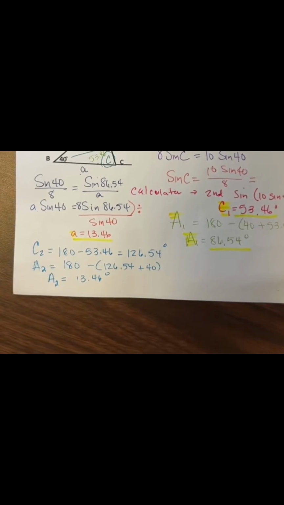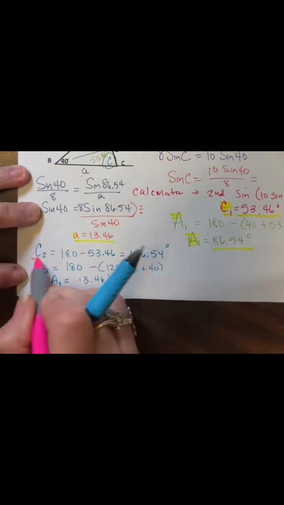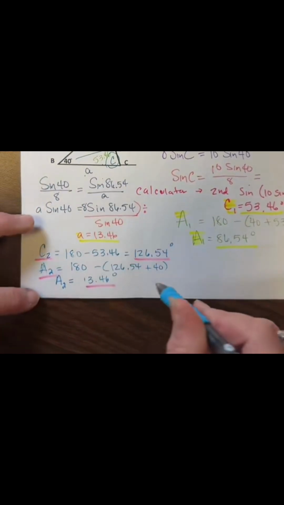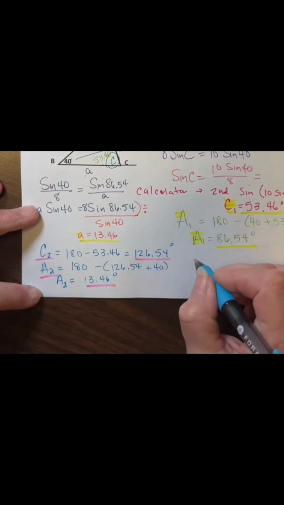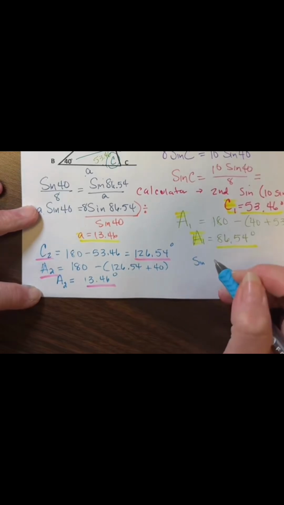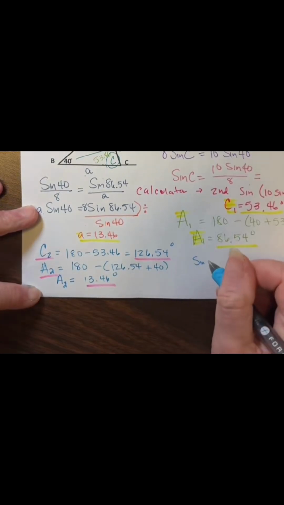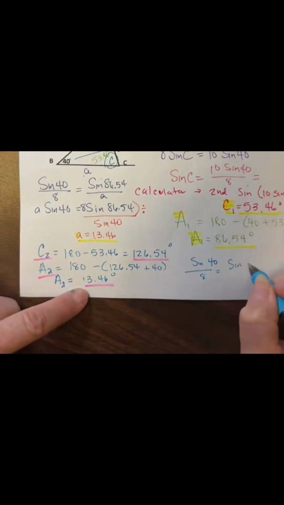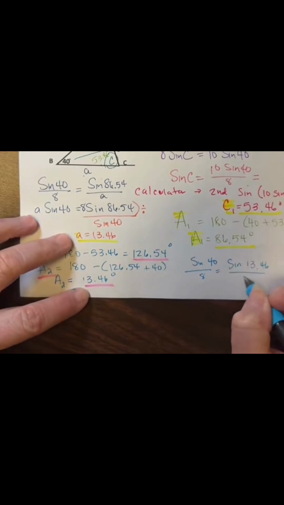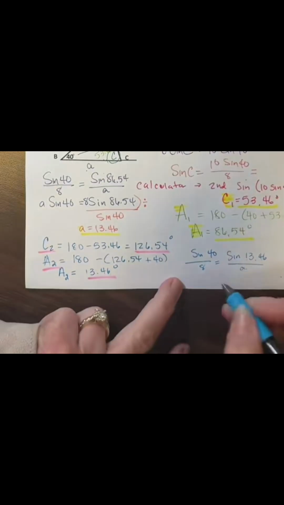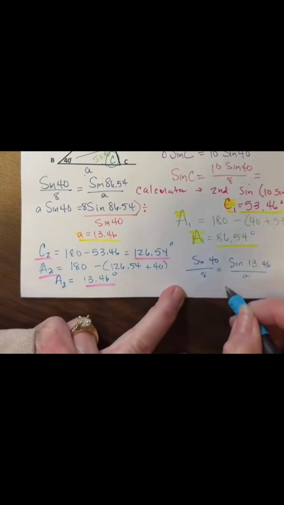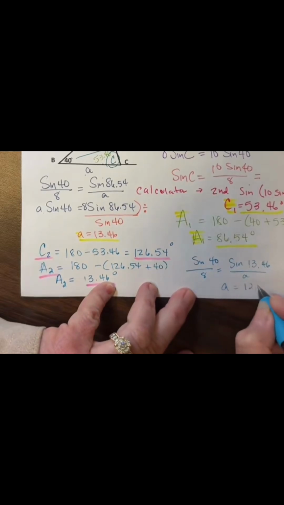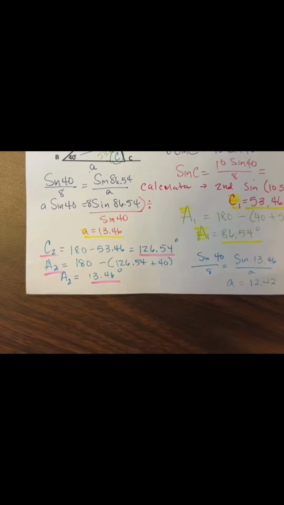So C2 is this, A2 is that. And to find little a for the second triangle, we do sine 40 over 8 equals sine 13.46 over little a. Cross multiply, you do it just like this. And the second a is 12.42. So this is the second triangle.